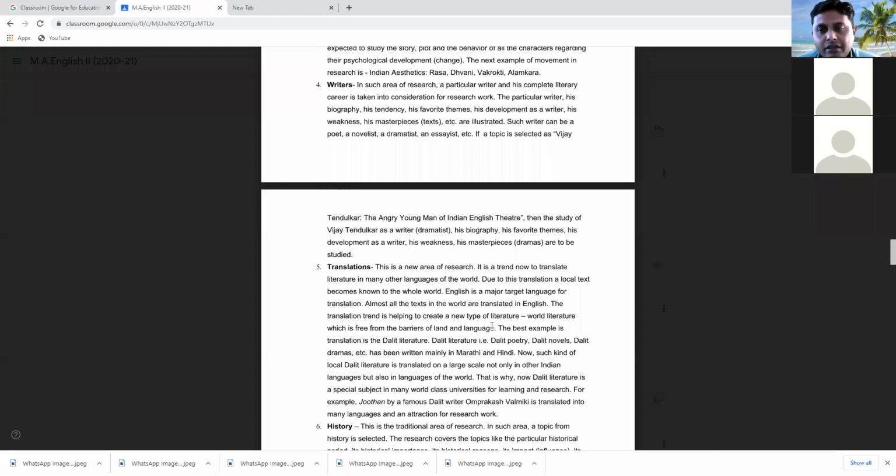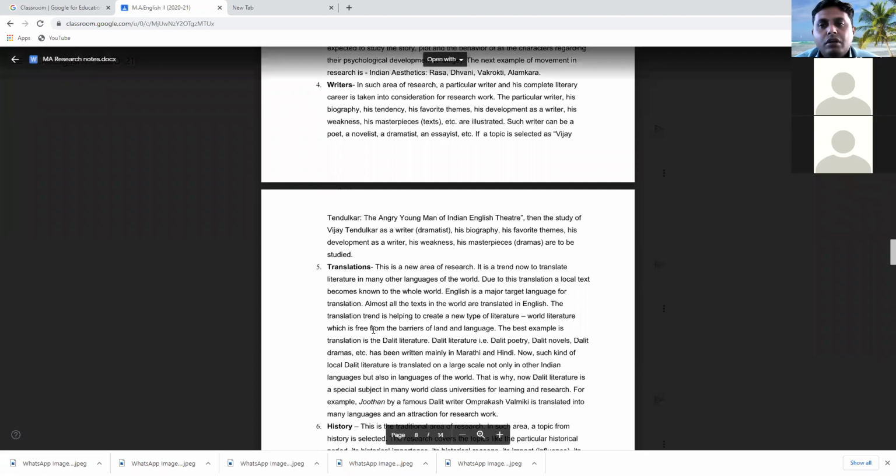So we have to study Vijay Tendulkar as a writer, his biography, his favorite themes, how he takes the side of women, how he criticizes male dominance, how he appeals for freedom and justice to women, right? And we can find liberal values in the texts of Vijay Tendulkar. So his masterpieces we have to study, all the dramas by Vijay Tendulkar. If it is so, it would be the research of a writer, right?